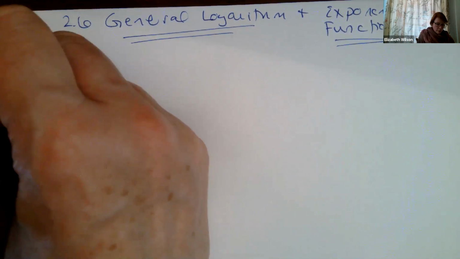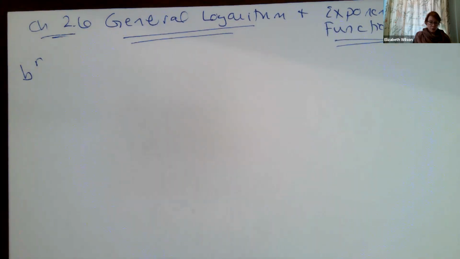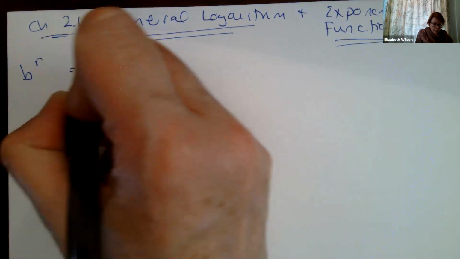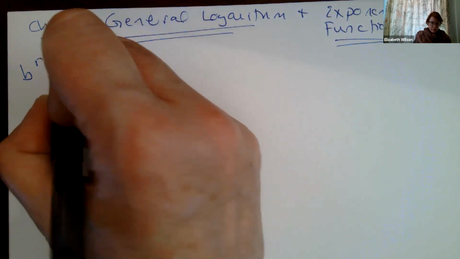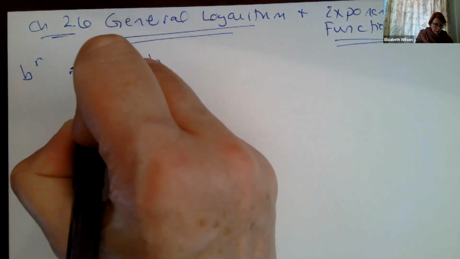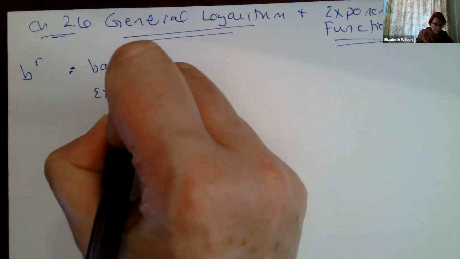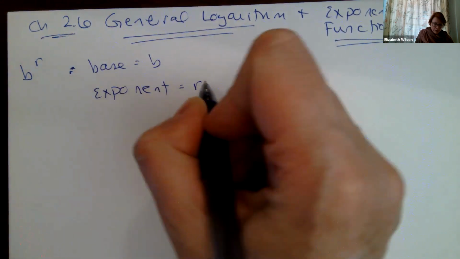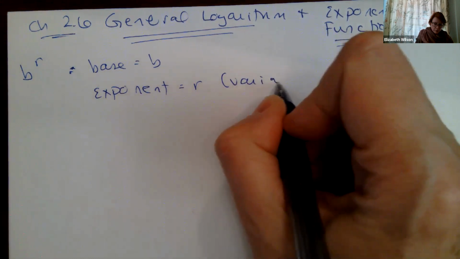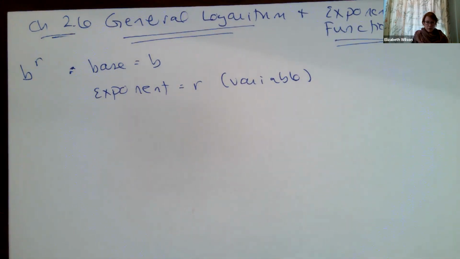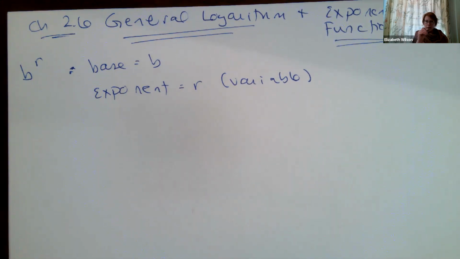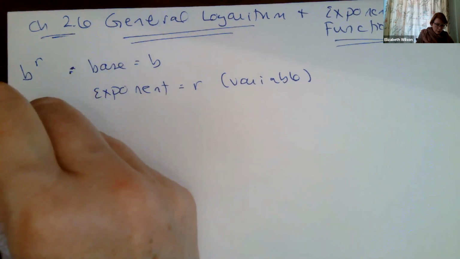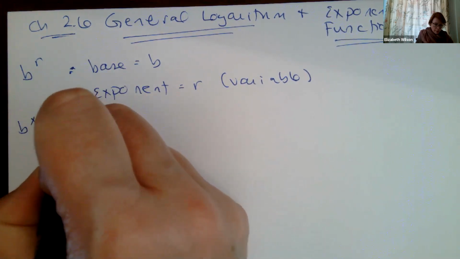So if we think about b to the x as an exponential function, let's write it down. The base is equal to b, and our exponent is equal to x. This is actually our variable. This is different than a polynomial, where I have a variable raised to a number. This is a number raised to a variable. So we can think about this b to the x in terms of e.